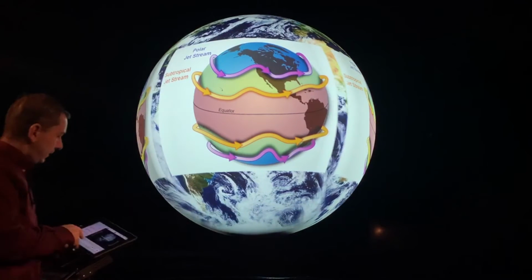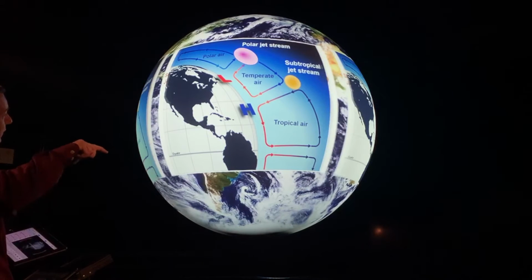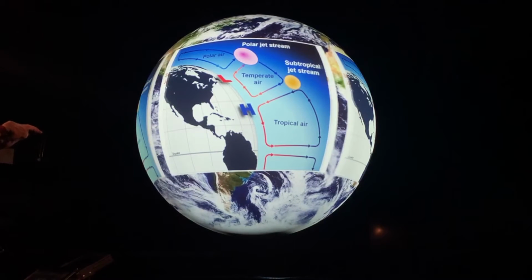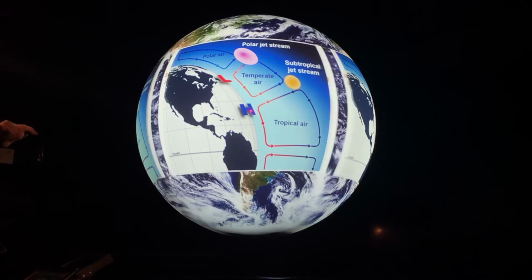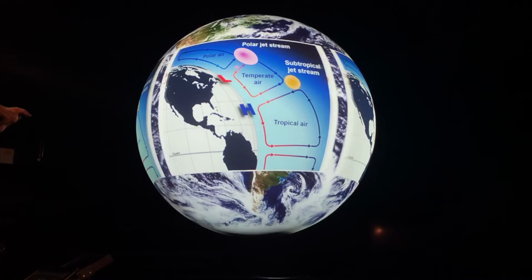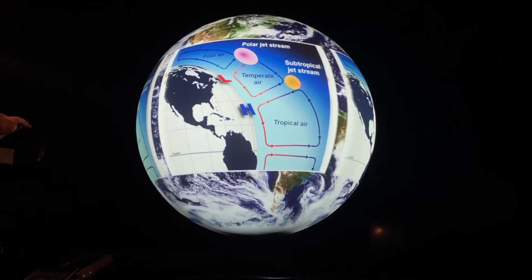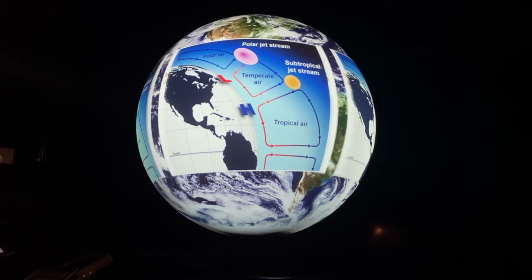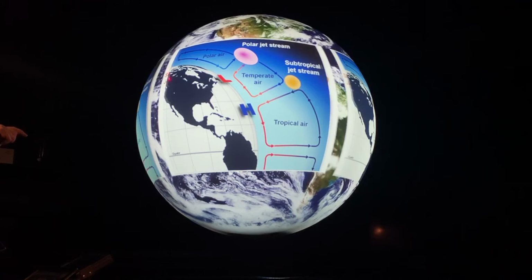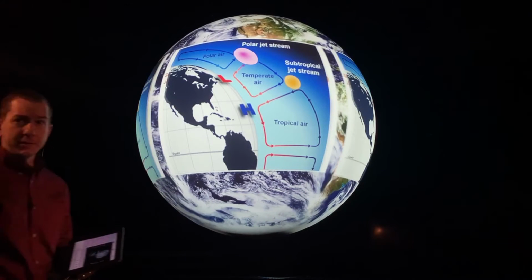One last image here, and you can see that difference in temperatures and pressures creating this motion of air. And when you get this motion of air, you get these almost like rivers going through our atmosphere, traveling from west to east. And so that's what causes the jet stream.